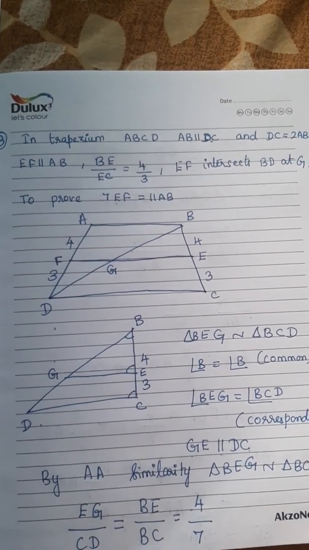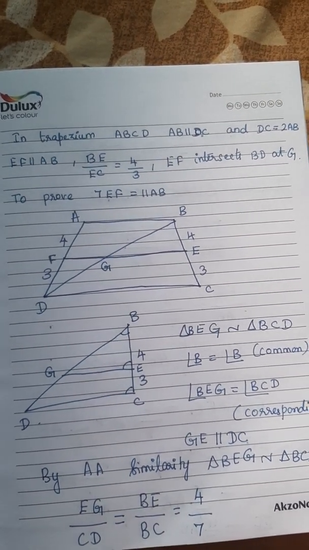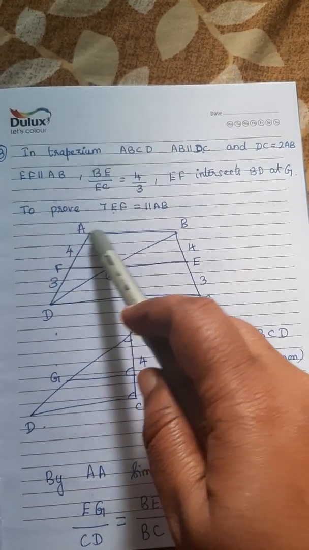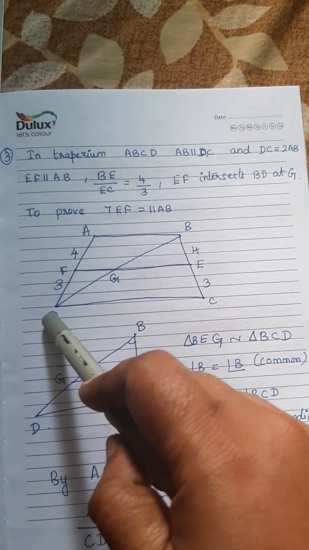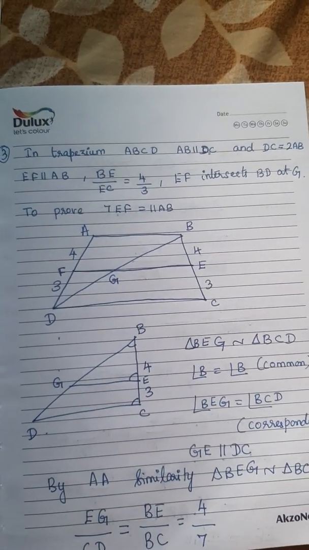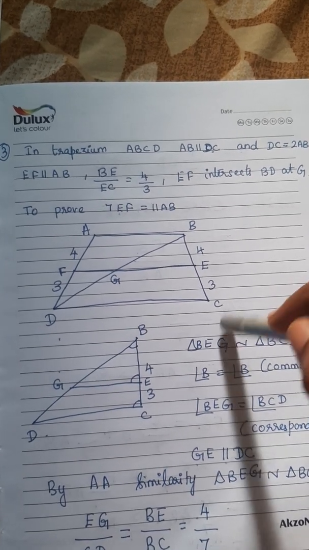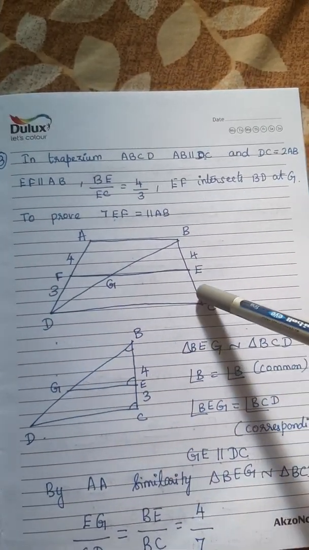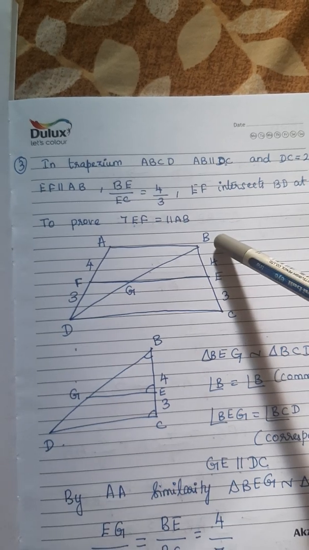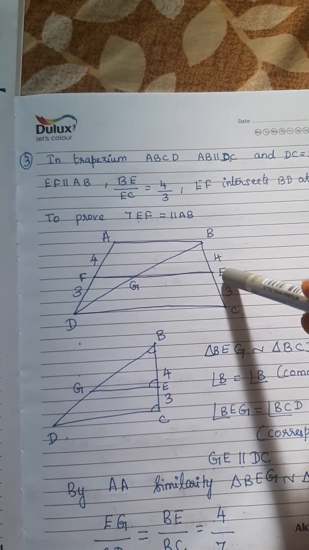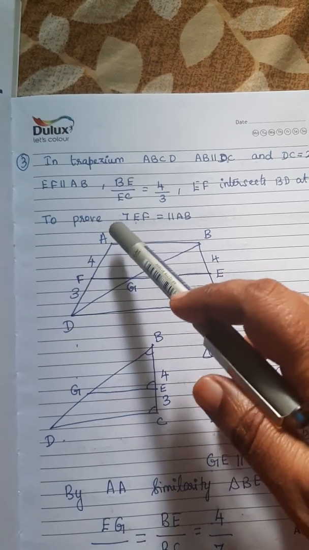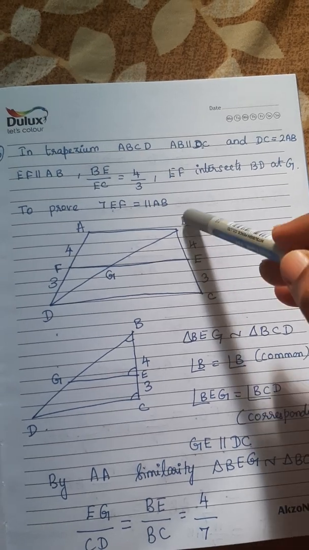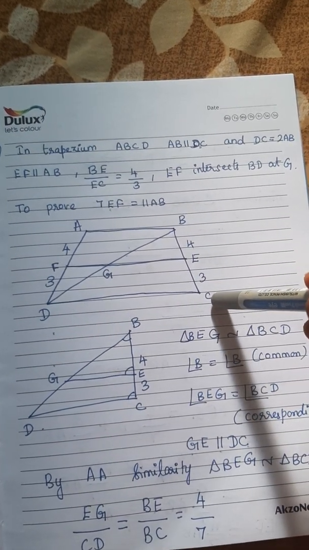Third sum, it is given that in a trapezium ABCD, AB is parallel to DC, and we are drawing a trapezium ABCD. It is mandatory for you people to draw the diagrams for the sums related to triangles. So it is given that this DC is 2 times of AB, and it is also given that EF is parallel to AB, and the ratio BE by EC is given to be 4/3.